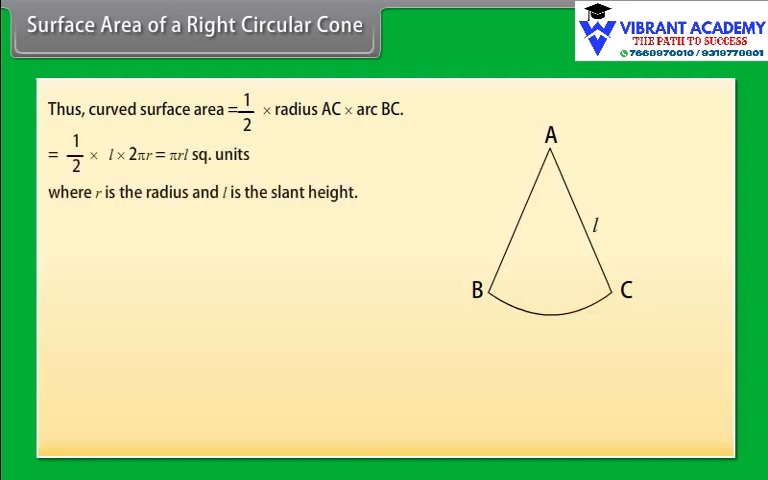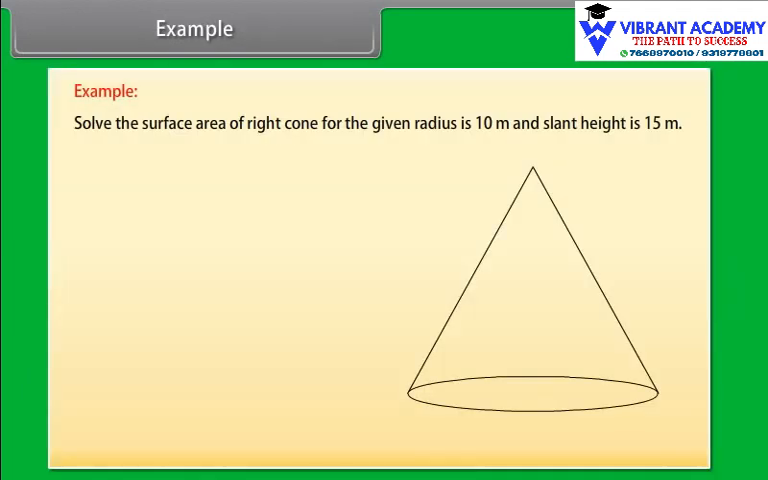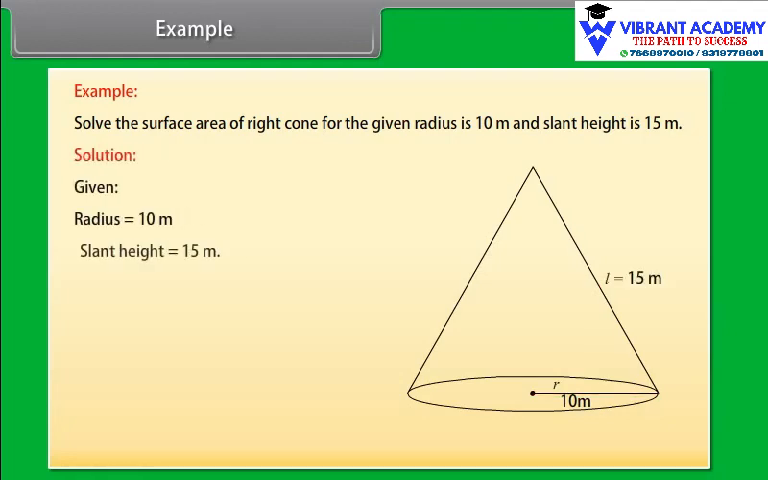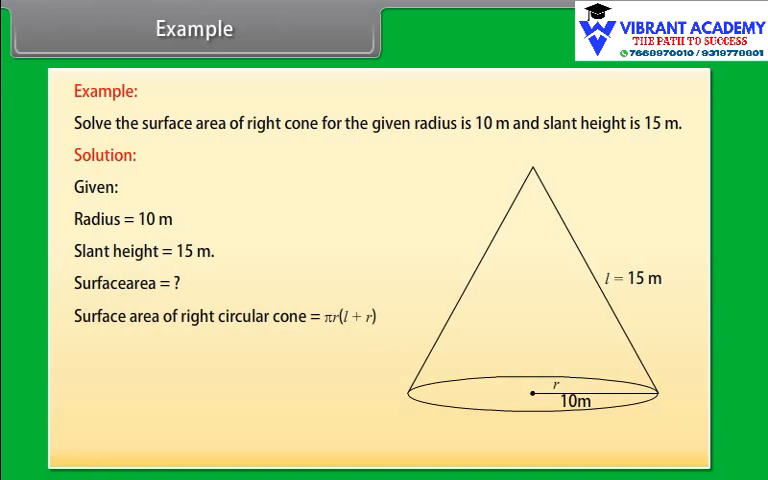To find the total surface area of a cone, let us cut it along its slant height and spread it into a sector ABC. The curved portion of the figure is equal to the perimeter of the base of the cone, and the circumference of the base of the cone is equal to 2πr, where r is the base radius of the cone. Thus, curved surface area is equal to 1/2 × radius AC × arc BC. This is equal to 1/2 × L × 2πr, which equals πrL square units, where r is the radius and L is the slant height.